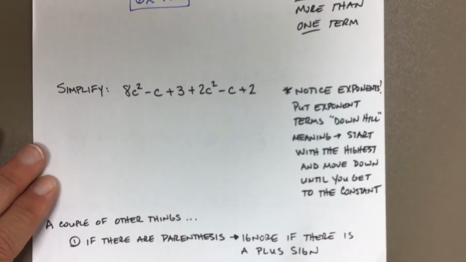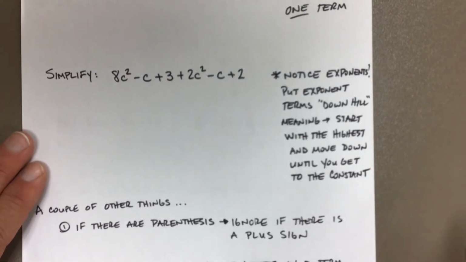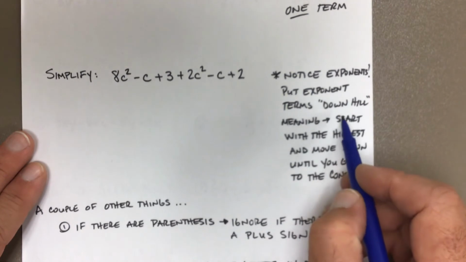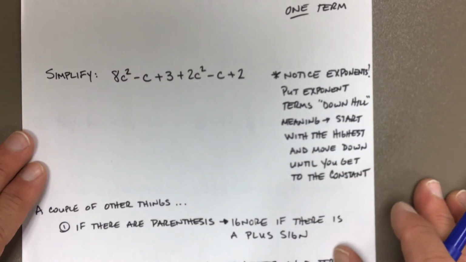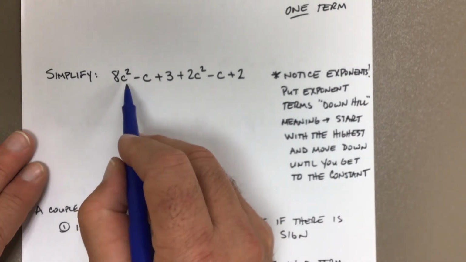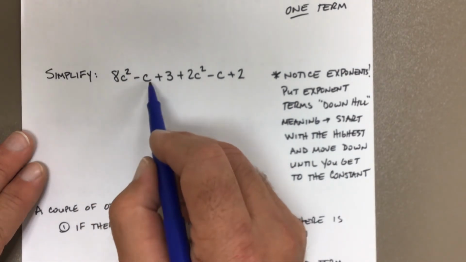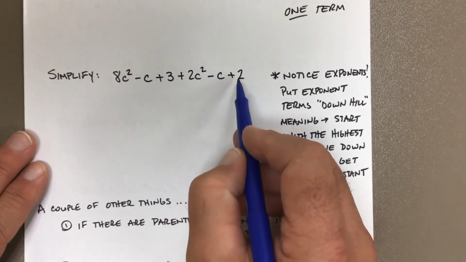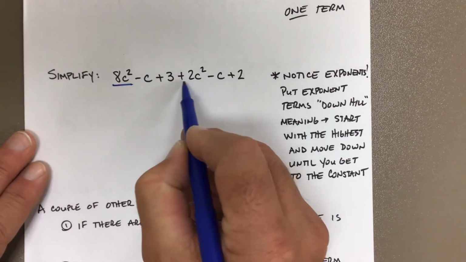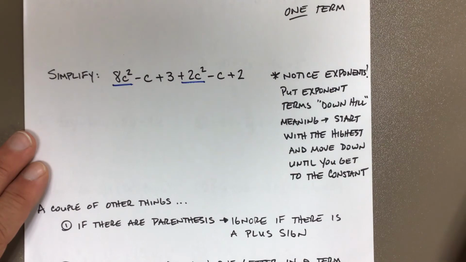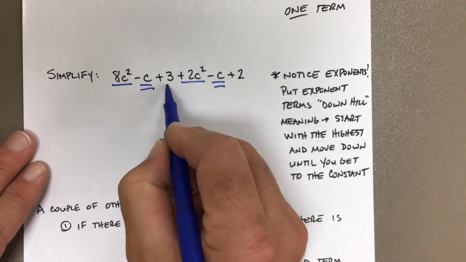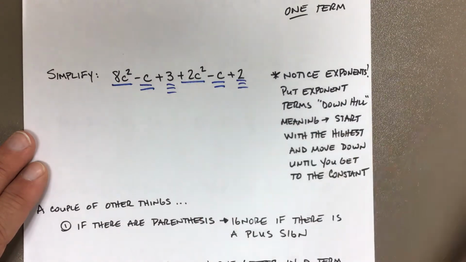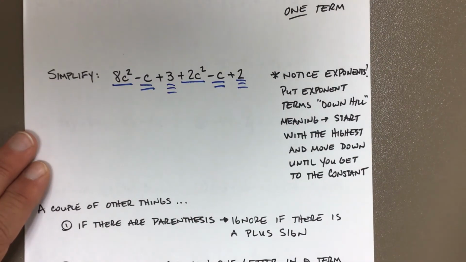That's the same with this. If you notice now we have exponents. So we put the exponents downhill. We start with the highest one first and then we go down to the constant. So if I scan real quick, I see a c squared, c, constant, c squared, c, constant. So here's my c squareds, since that's the highest exponent. I see my c, and then I see my constant. So unless something cancels out, I'm going to have 3 terms in my answer.